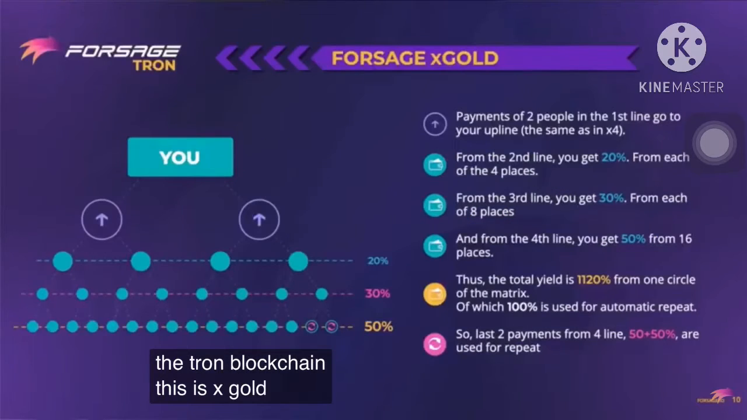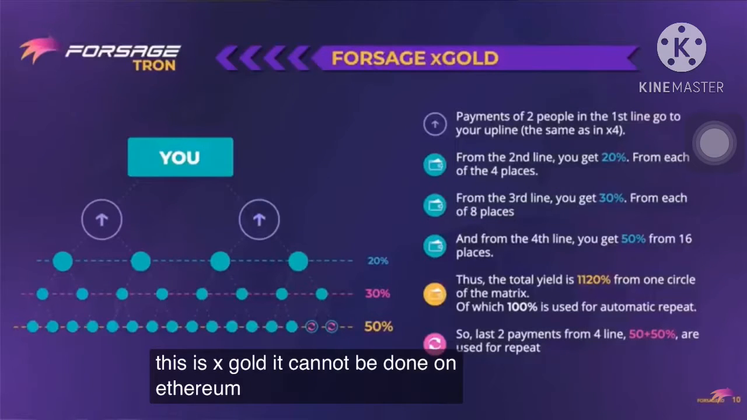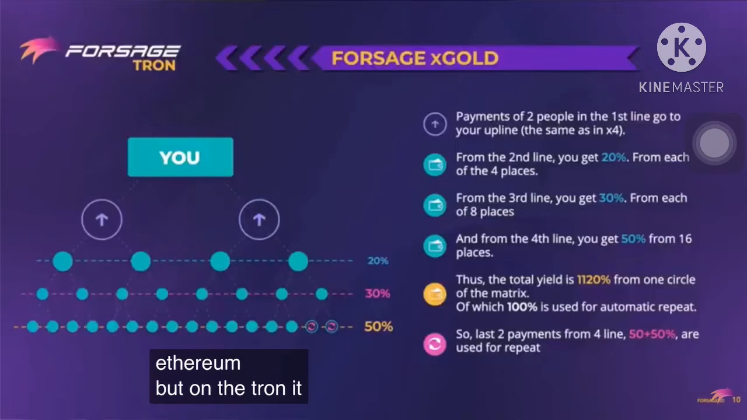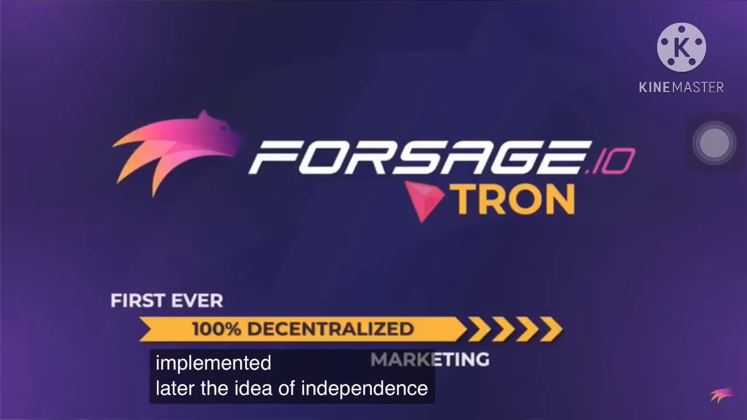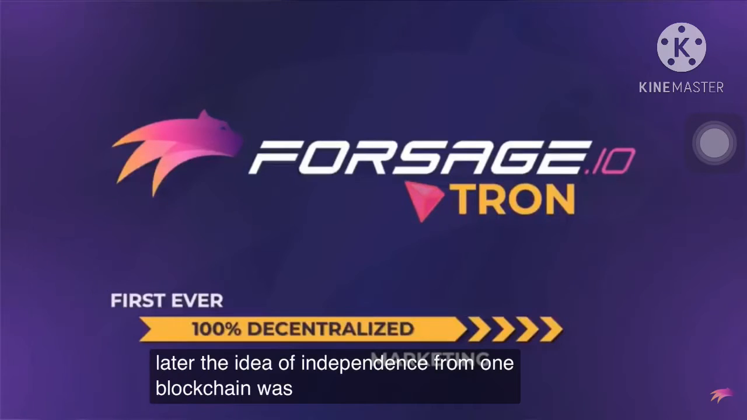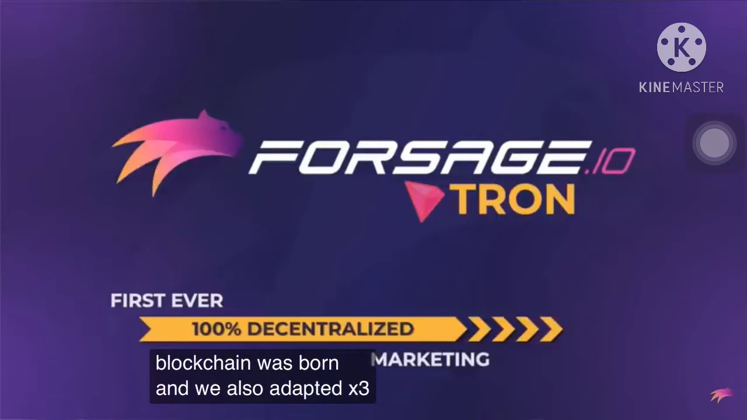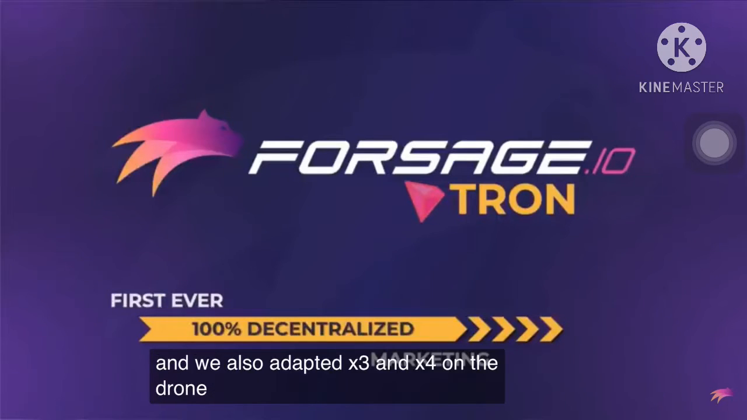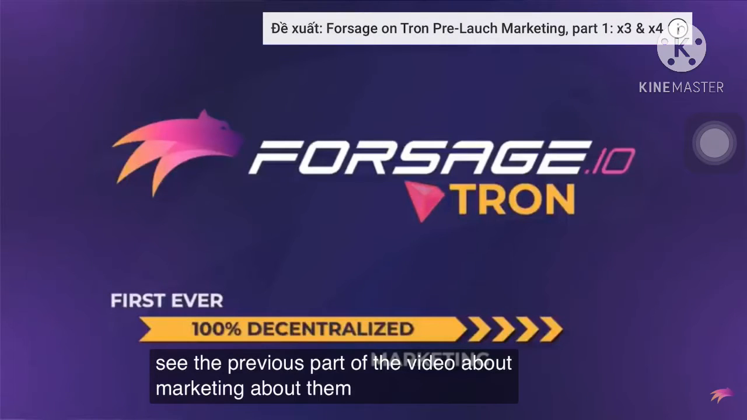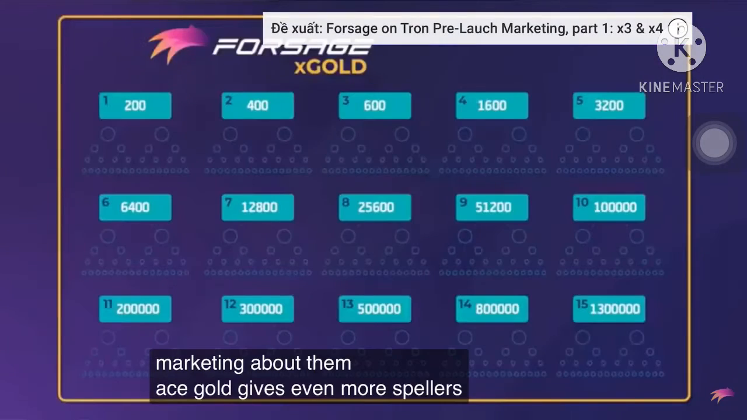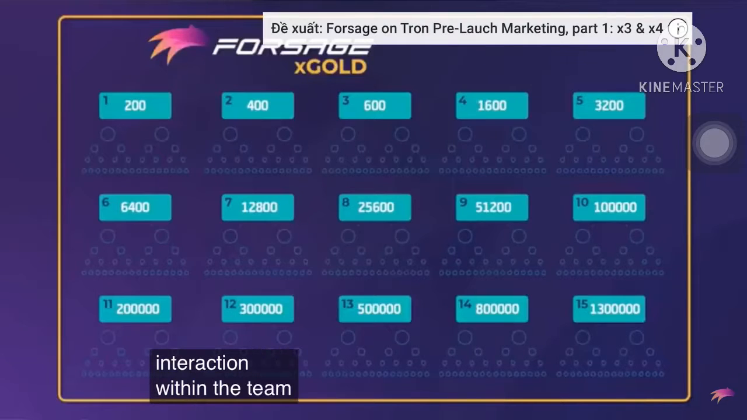This is xGold. It cannot be done on Ethereum, but on the Tron it has been successfully implemented. Later, the idea of independence from one blockchain was born, and we also adapted X3 and X4 on the Tron. See the previous part of the video about marketing about them. xGold gives even more spillovers and interaction within the team.